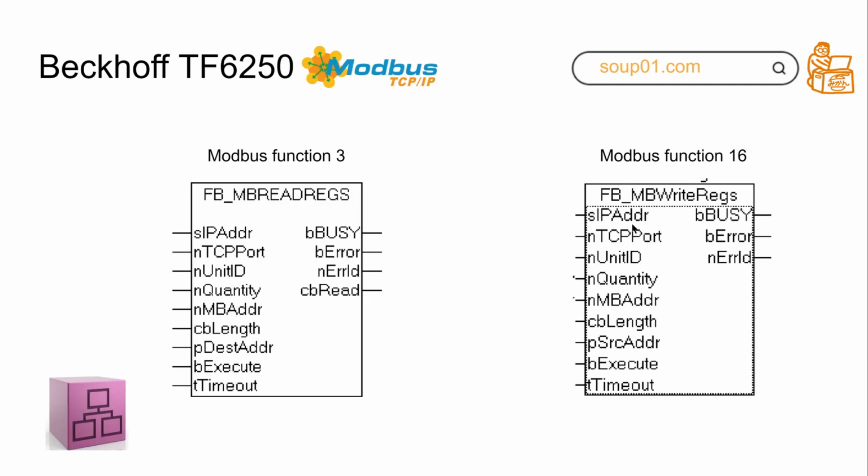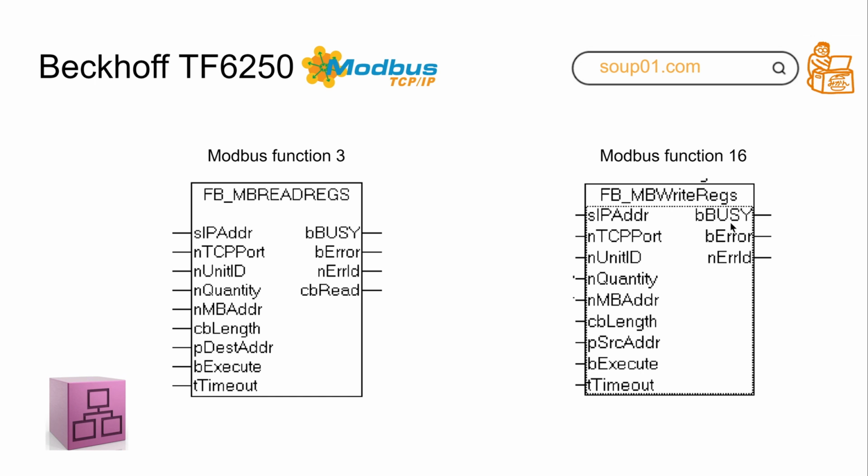Let me go a little bit deeper into the Beckhoff TF6250 Modbus TCP library. In this tutorial, I only use these two function blocks. The first one is FB_FBREADREGS. It provides a function to implement a client to access the Modbus TCP server with the function code called free. It is reading the input register.